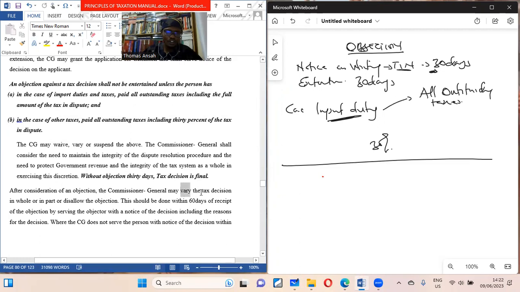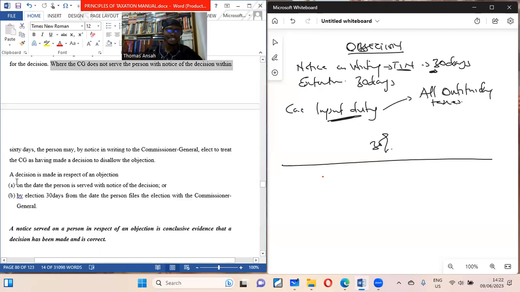He can also vary it. He can also disallow your objection. But he has to respond to you in 60 days. If he doesn't respond to you within that 60 days, the law says that where the Commissioner General does not serve the person with the notice of his tax decision within that 60 days, then the person may elect to treat that silence of the Commissioner General as a disallowance of his objection.